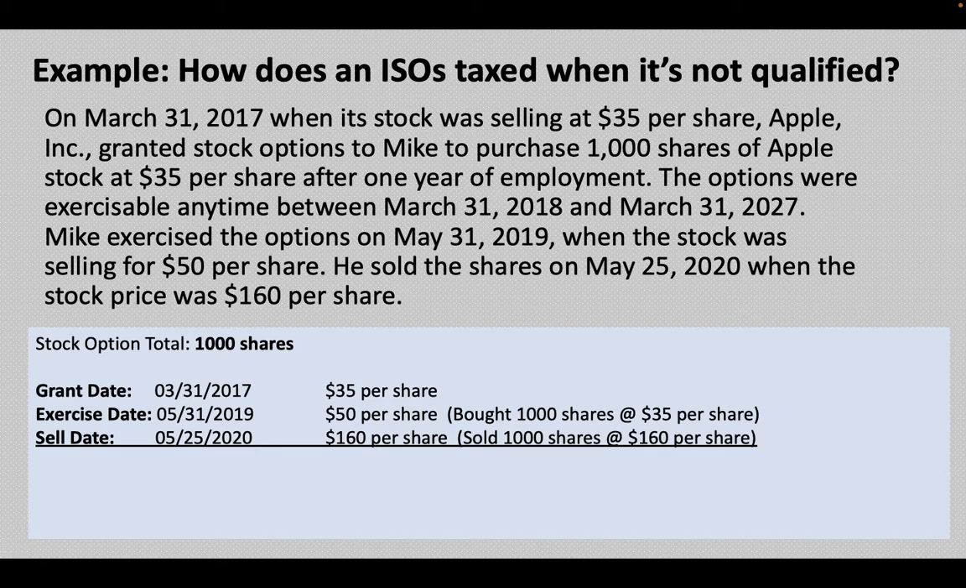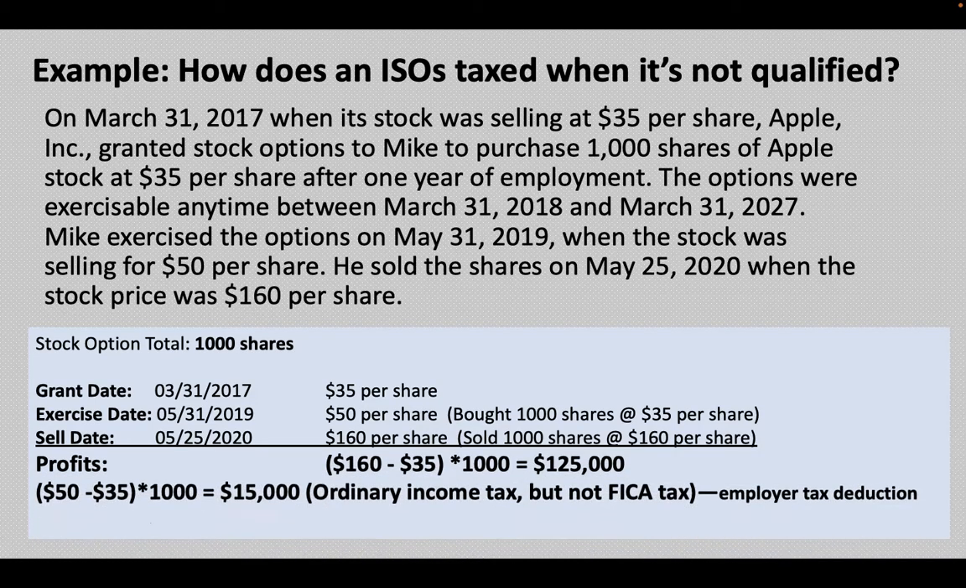So in this situation, how are you going to be taxed? The profit is the same. However, from the grant date to the exercise date, the gain from $35 to $50 is a $15,000 gain taxed as ordinary income, but not subject to your payroll FICA tax. Your employer will get a tax deduction. This will show up on your W-2.